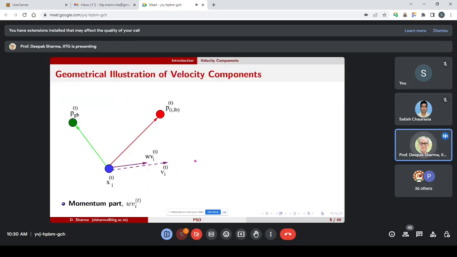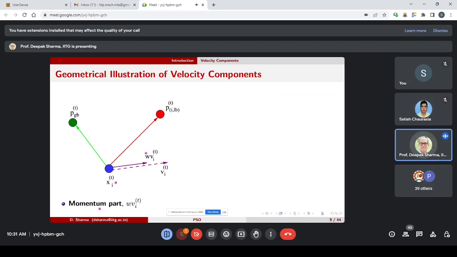Let us understand the same thing, since I keep repeating that the operators which we are utilizing are nothing but vector operations. So let us understand the same velocity equation in terms of vectors. This is x_i^t, the current position, and we have three components. This is the velocity component of the previous iteration. This is the local best component p_i^lb, and p^gb is the global best component.